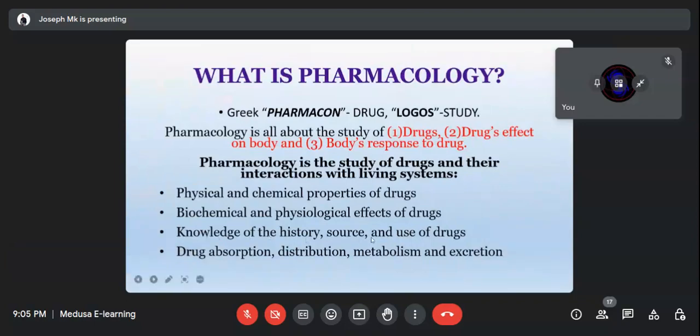So this knowledge of the history, source, and use of drugs, like I said, we are also going to look at the history of drugs, how these drugs came about. Also, we need to understand the sources of drugs, because manufacturers cannot just get anything and mix it to make a drug. What if it's a poison that they are going to make and then it's going to kill people? That's why it's important to know the source of drugs.